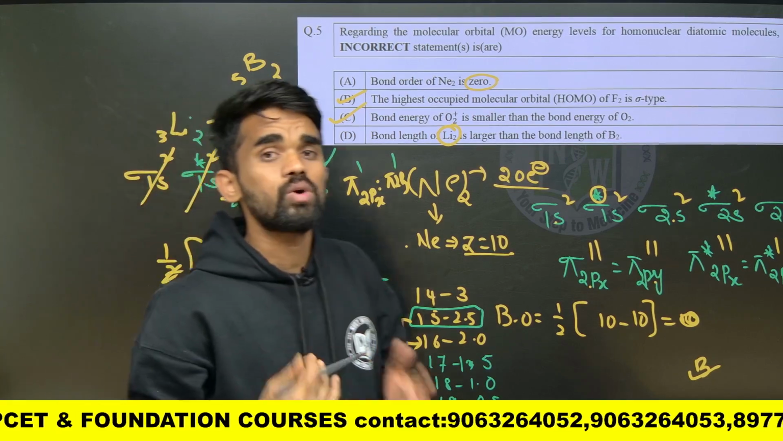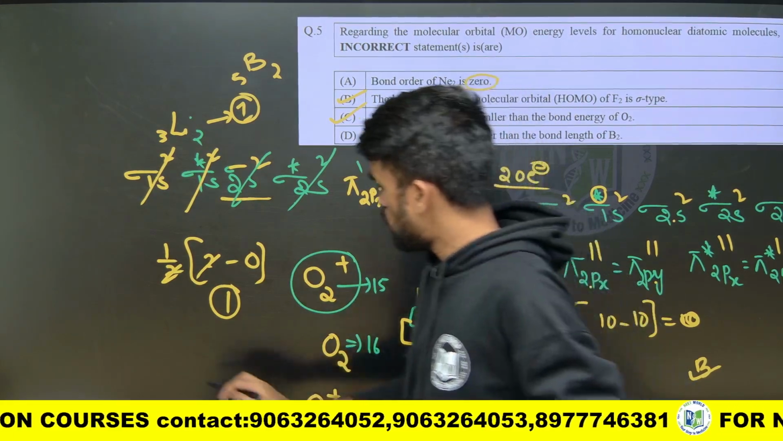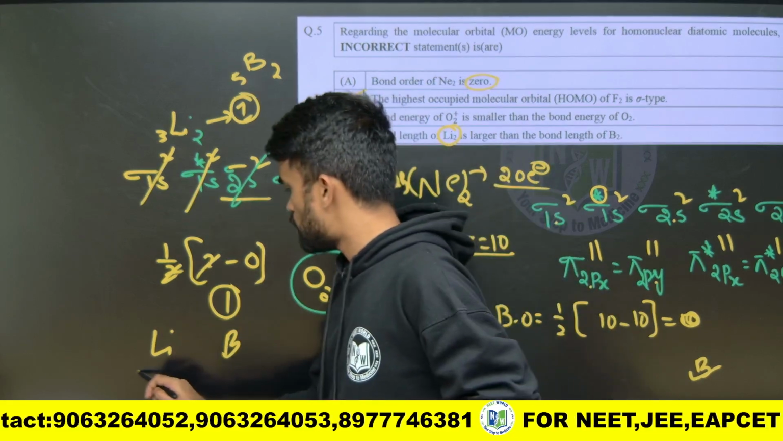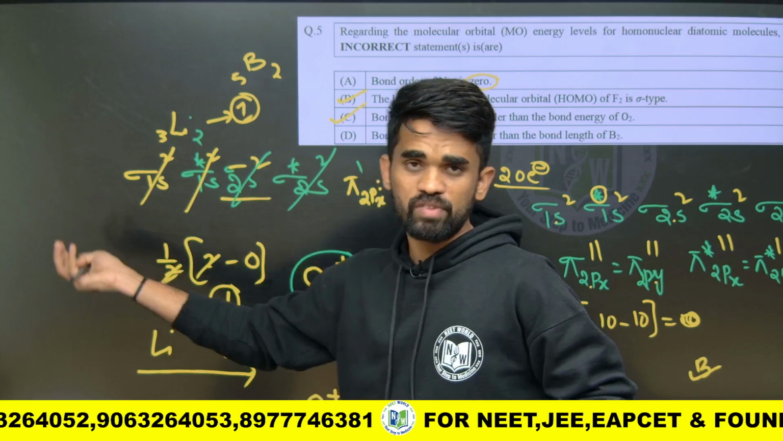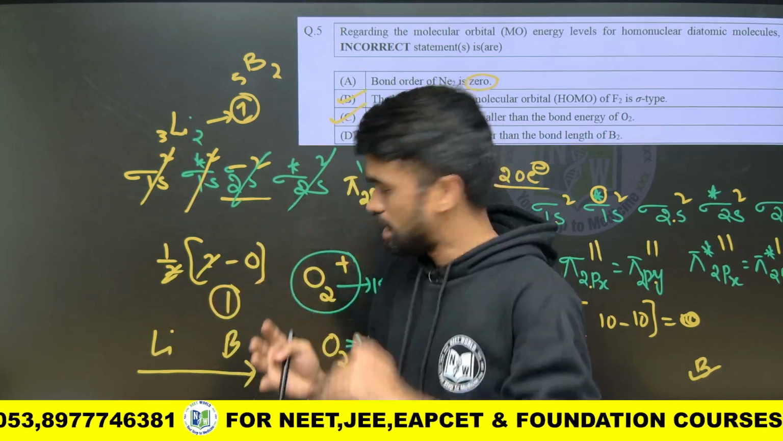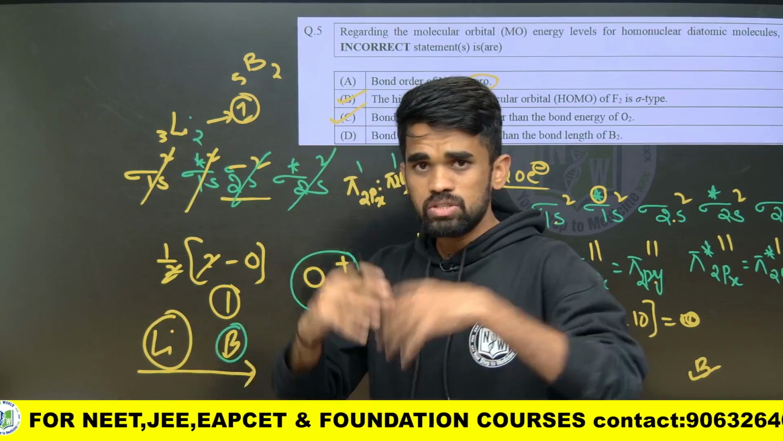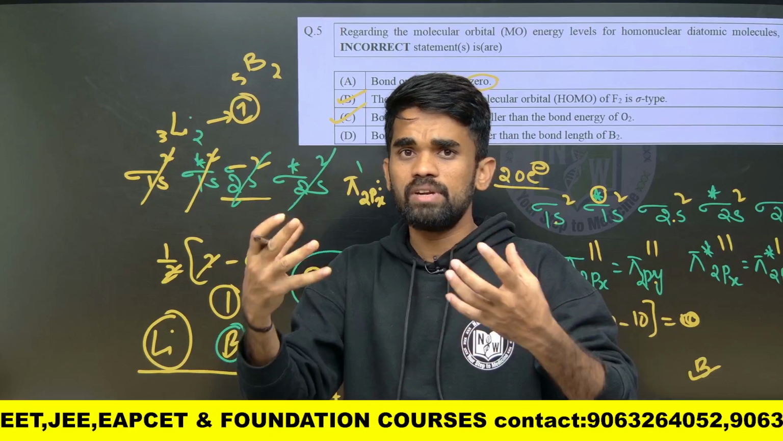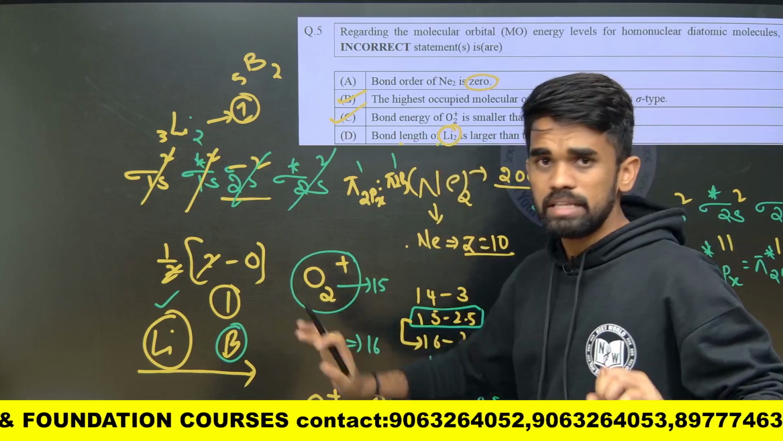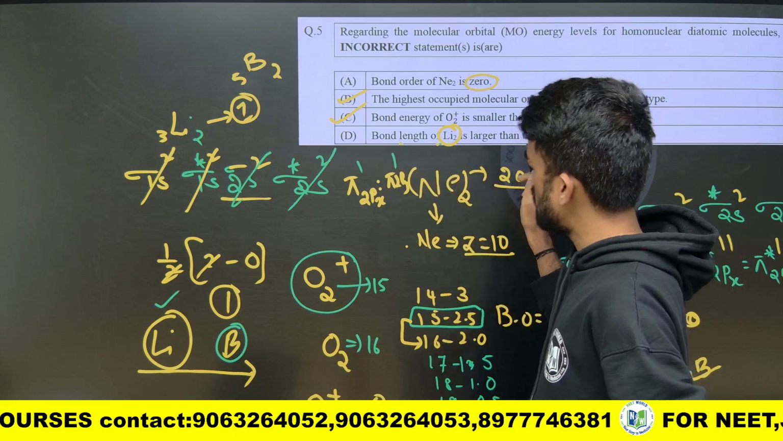So now in this case, what is the correct explanation for this? Yes, we know lithium and boron both belong to the same period. From left to right, as we move from s block elements to p block elements, what happens? The atomic size decreases. It means lithium has a larger size than boron. Therefore, larger radius and greater bond length for lithium, so the bond length of lithium is more than the bond length of the B2 molecule. Hope it is clear. This statement is correct only.